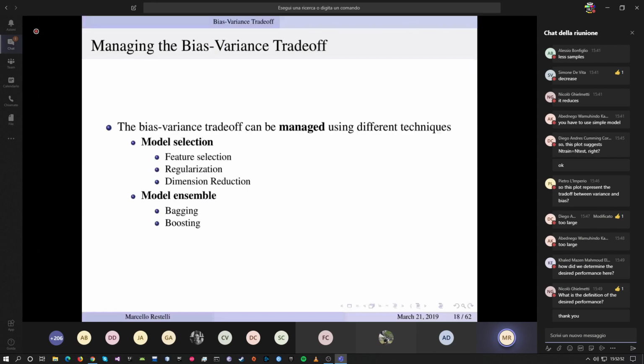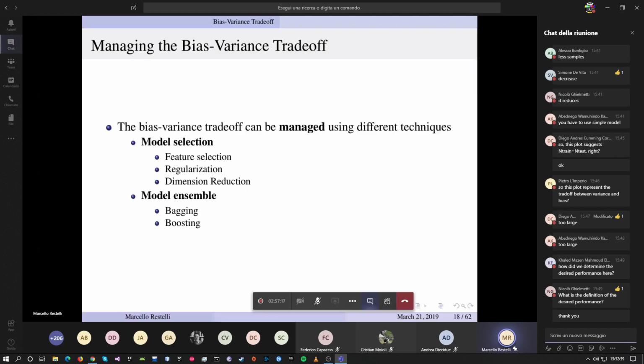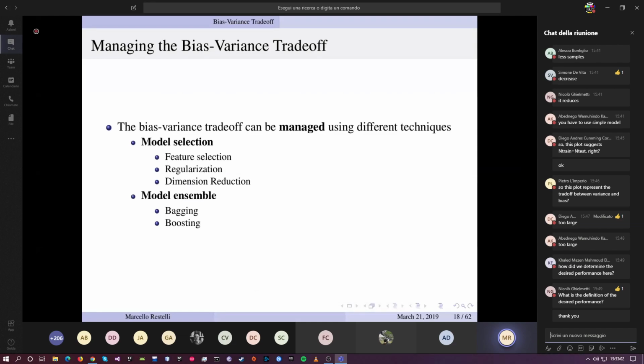Model ensembles are meta techniques, so they are techniques that can be applied to any supervised learning technique and that allow reducing one of the two terms without increasing the other one too much. For instance, we have the bagging technique, which we will see, that is able to reduce the variance without introducing too much bias, and the boosting technique that is able to reduce the bias without introducing too much variance in the model estimator. We will see this kind of techniques that are quite interesting for handling this trade-off.